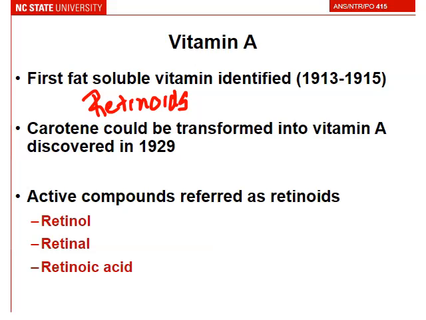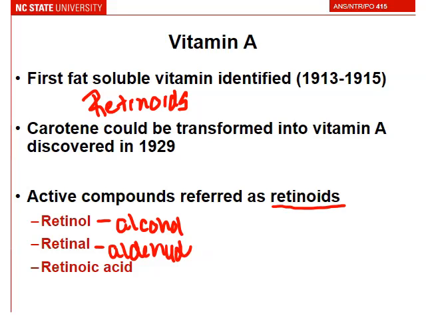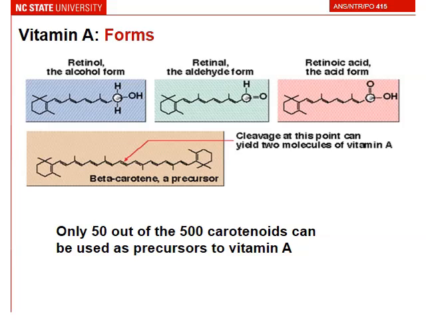We have different active compounds that make up our retinoids. Our main ones are retinol, which is an alcohol form. Retinal is our aldehyde. And then retinoic acid obviously is our carboxylic acid. So here we have our different forms. You can see our retinol, our alcohol form. We have this hydroxyl group.